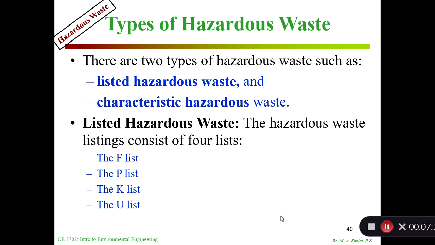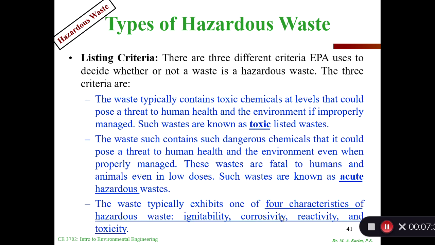Okay, types of hazardous waste. There are two types of hazardous waste. One is called listed hazardous waste, the other is called characteristic hazardous waste. For listed hazardous waste, there are 4 lists: the F list, P list, K list, and U list. So we'll discuss all of those lists.